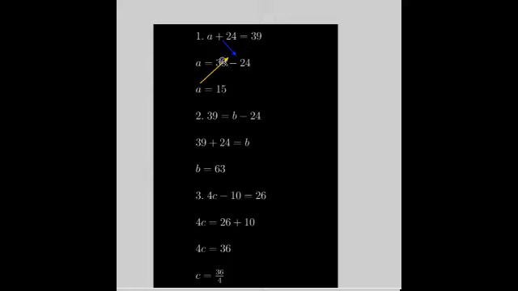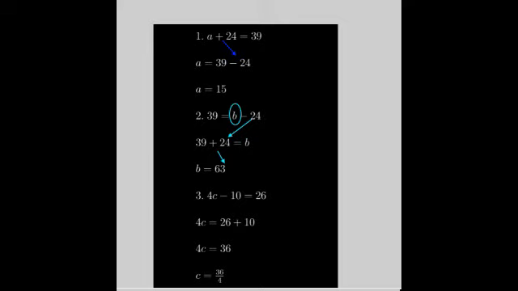Part 2, 39 is equal to b minus 24. Well, if I want b, I want to make the letter the subject, just as we've always been doing. If I want b on its own, I need to make the minus 24 disappear. So minus 24 becomes plus 24. 39 plus 24 is 63, and therefore you can see 63 take away 24 is 39. So that's b is equal to 63.